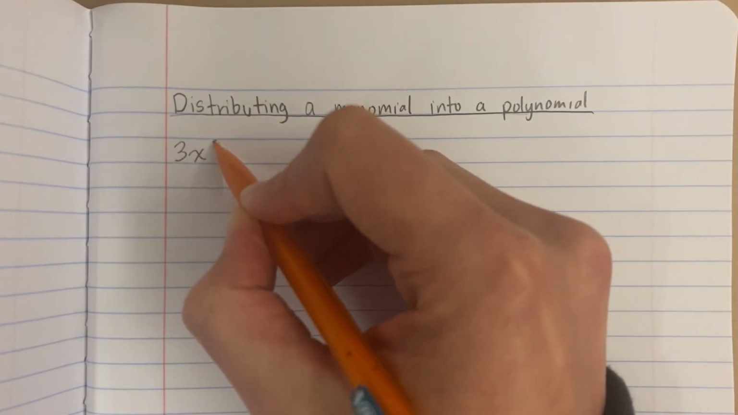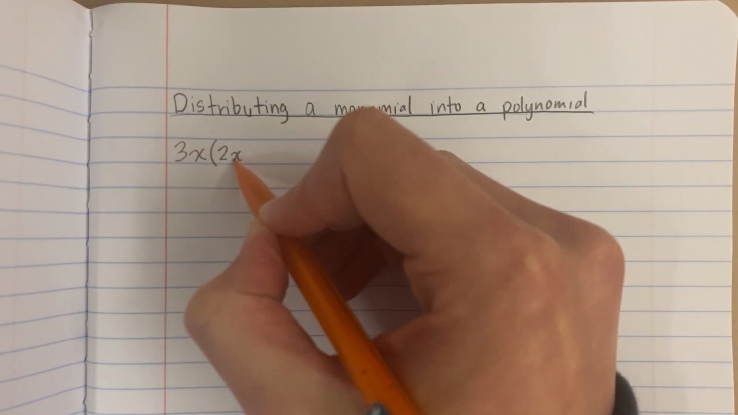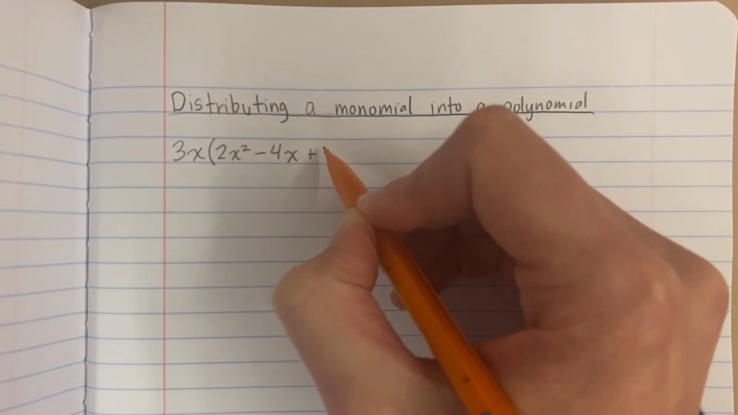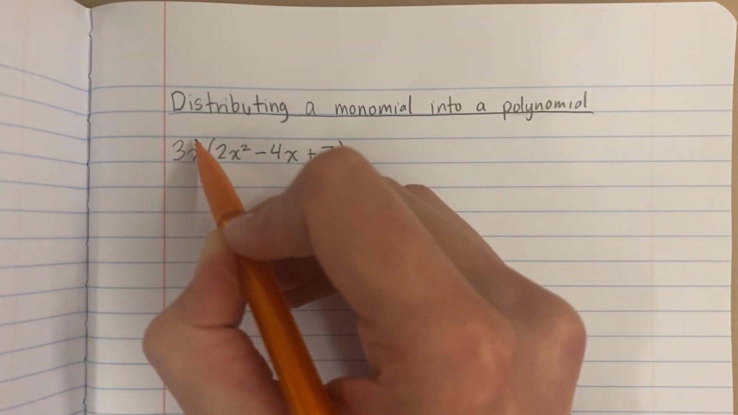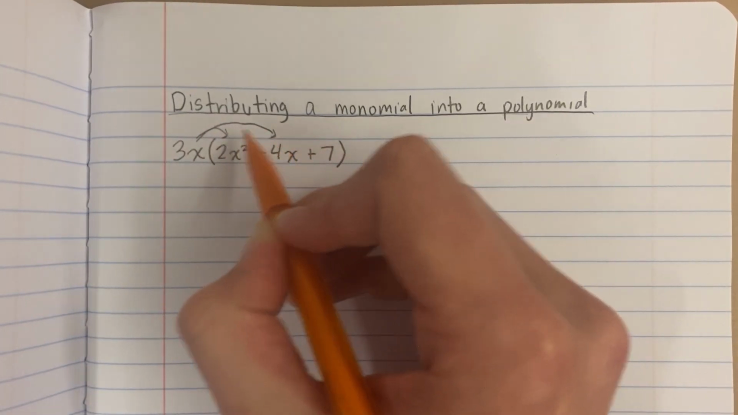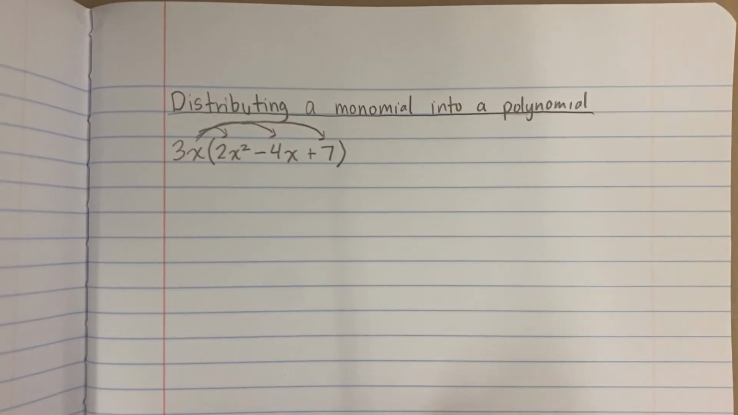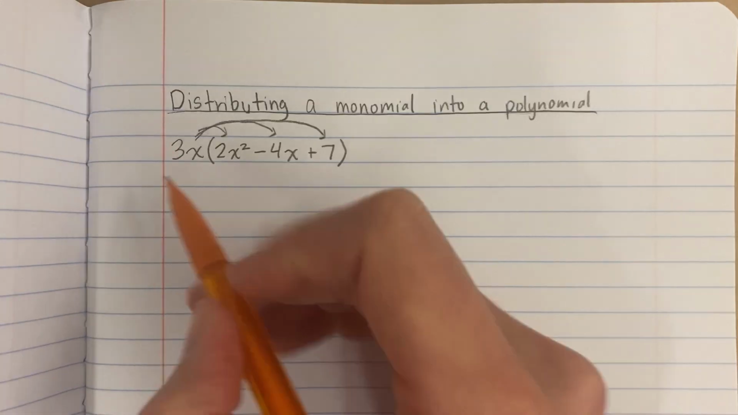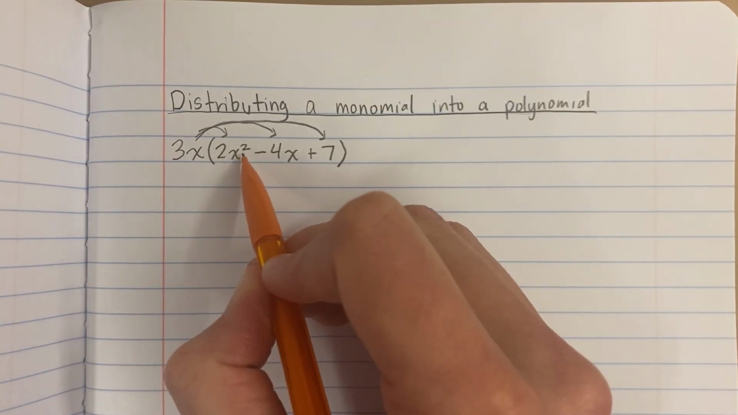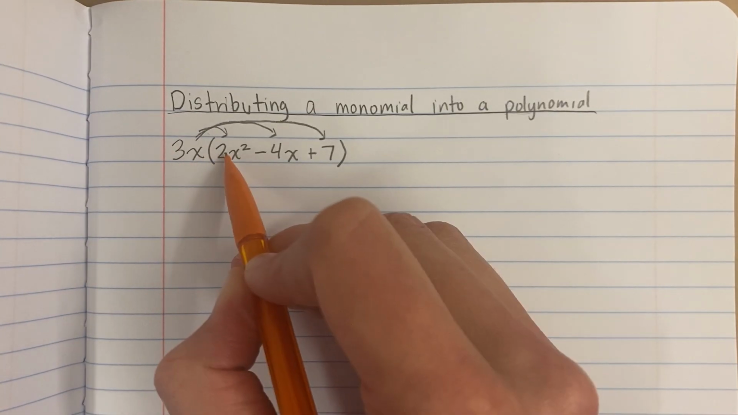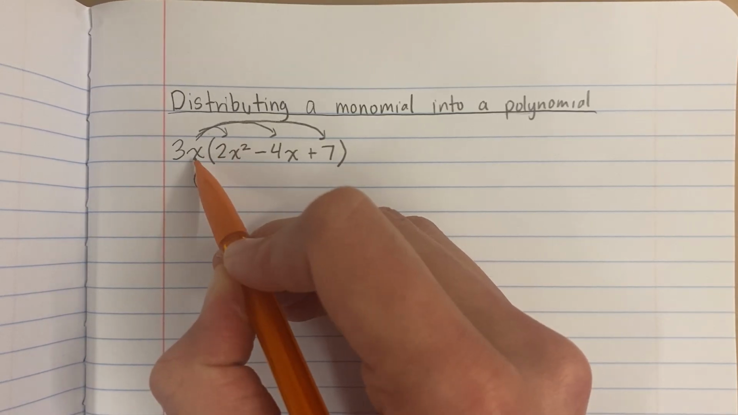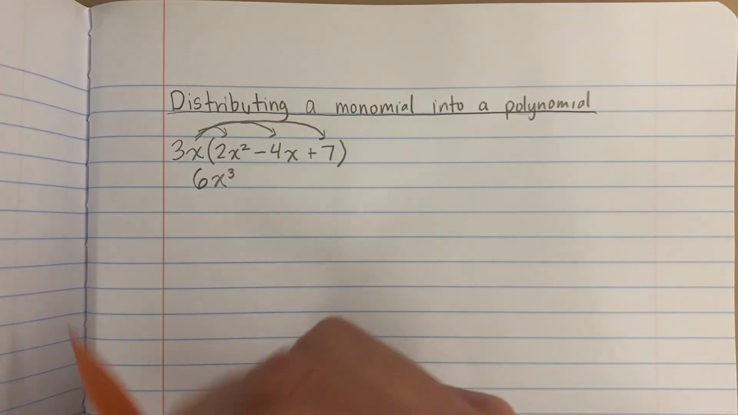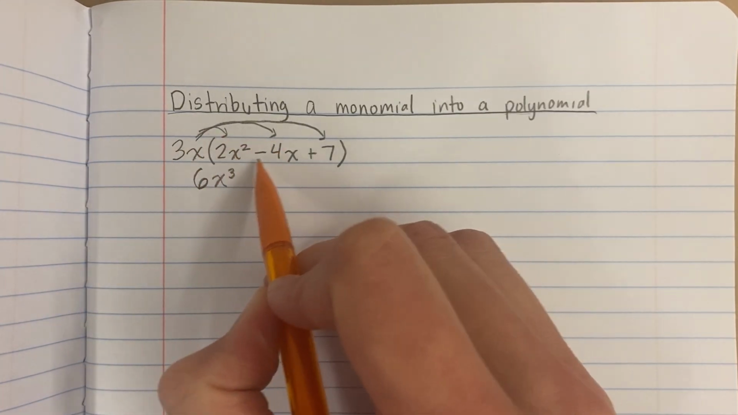3x, that's our monomial. We're going to distribute it into this trinomial. Trinomial has 3 terms. So what that means is we're going to multiply, multiply, multiply. Now look, when we do the multiplication, we're just going to do what we've been doing so far. So 3x times 2x squared. So remember, we multiply the numbers. 3 times 2, that's 6. This is x times x times x. That's 3 x's.